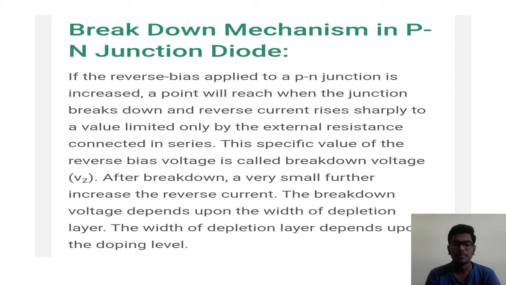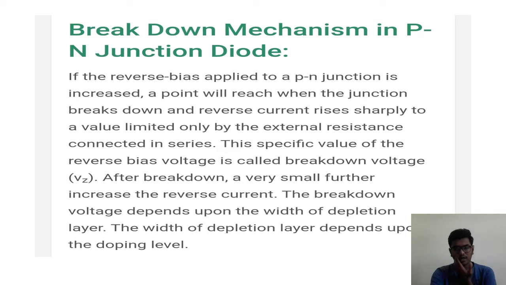If the reverse bias applied to a PN junction is increased, a point will be reached when the junction breaks down, and reverse current rises sharply to a value limited only by the external resistance connected in series. This specific value of the reverse bias voltage is called breakdown voltage. After breakdown, a very small further increase in voltage causes a large increase in the reverse current. The breakdown voltage depends upon the width of the depletion layer. The width of the depletion layer depends upon the doping level.